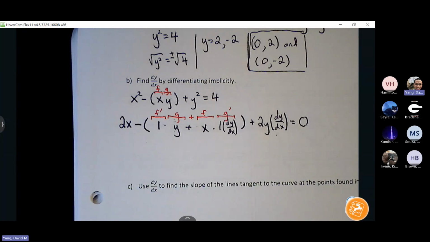Yeah, so it's an important step. This is the most important step in the problem because this is the only calculus in the problem. The rest is just cleaning up.